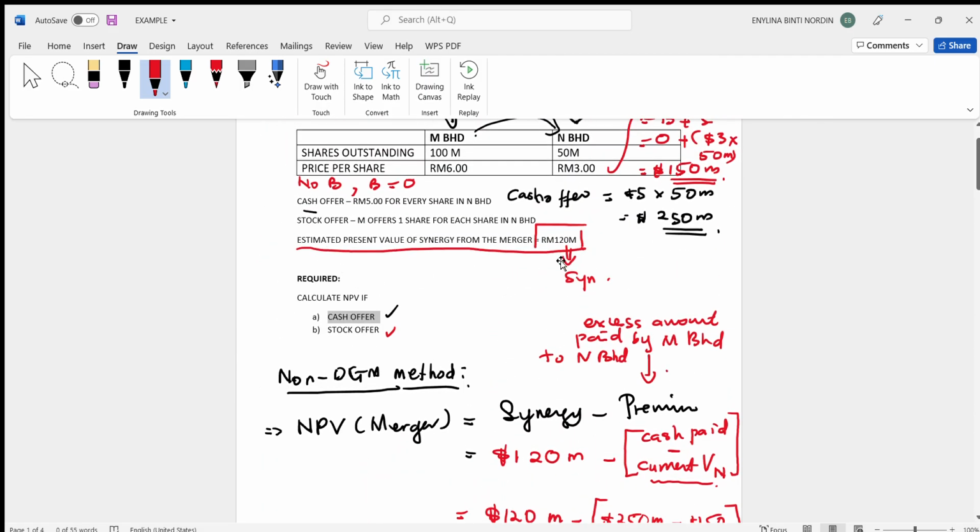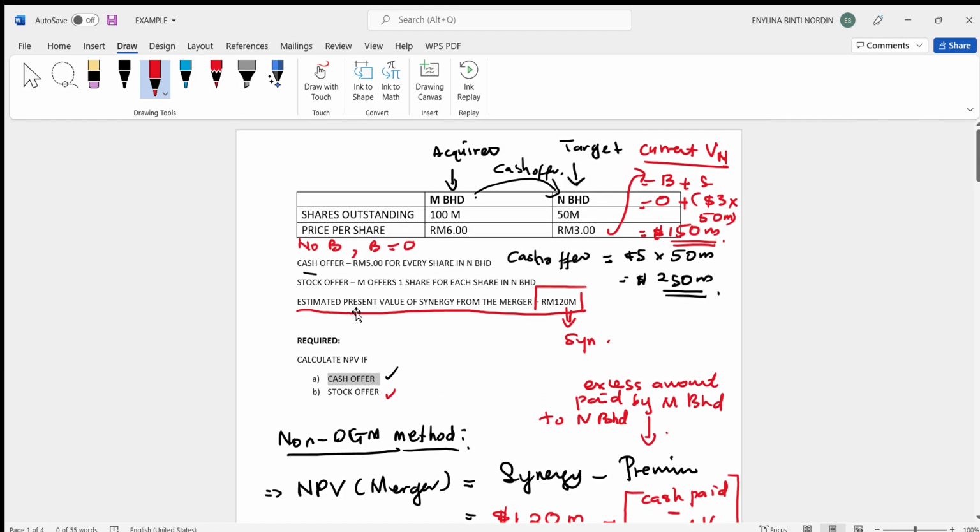Now the company is offering stock. This one is for part A, but in part B, the company offers stock to the target firm. How many stocks does the acquirer offer to the target? It's stated here: offer 1 share for every share in the target. The number of shares outstanding in the target is 50 million shares.